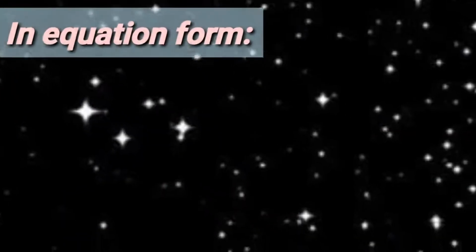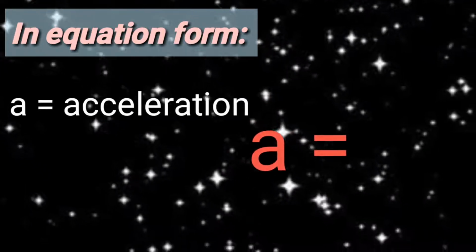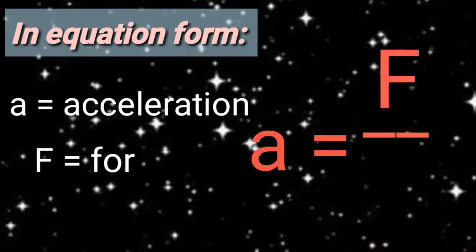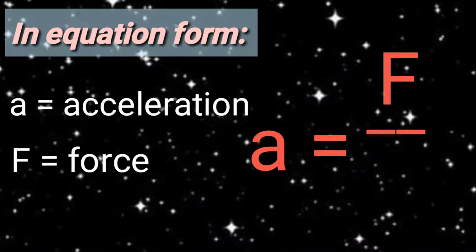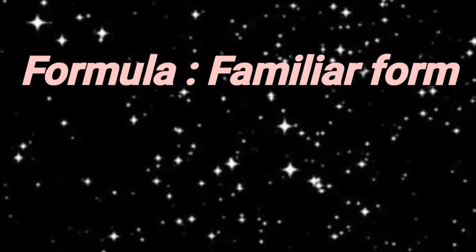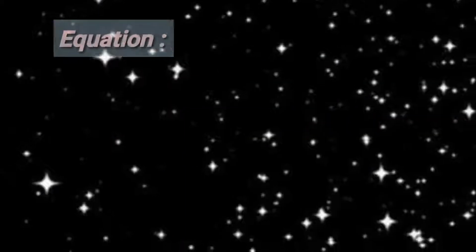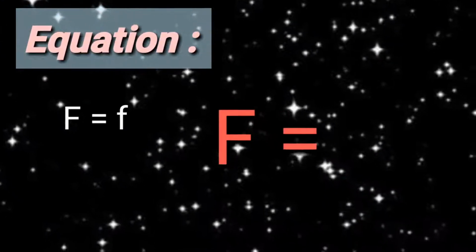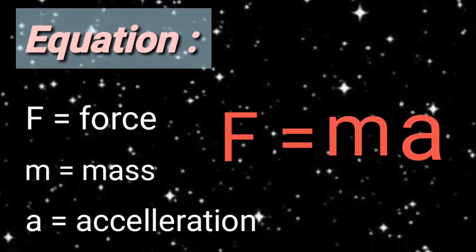In equation form, Newton's second law of motion is: the acceleration of a system is directly proportional to and in the same direction as the net external force acting on the system, and inversely proportional to its mass. But in a more familiar form, when only the magnitude of force and acceleration are considered, this equation is simply that the net external force acting on the system is equal to the mass of the object times its acceleration. And these are the 3 examples of the second law of motion, the law of acceleration.